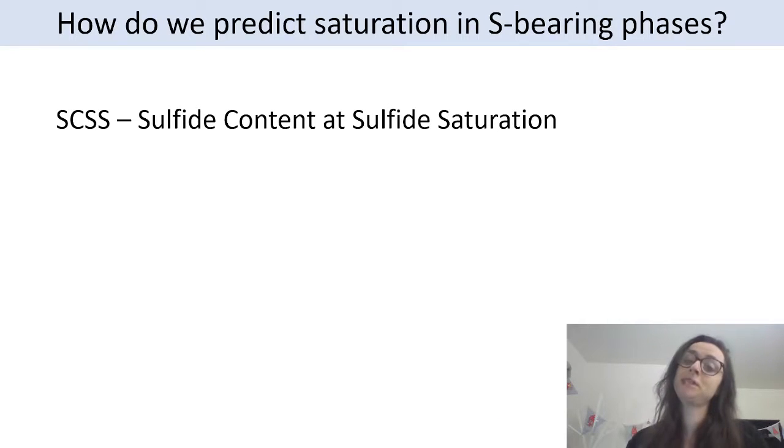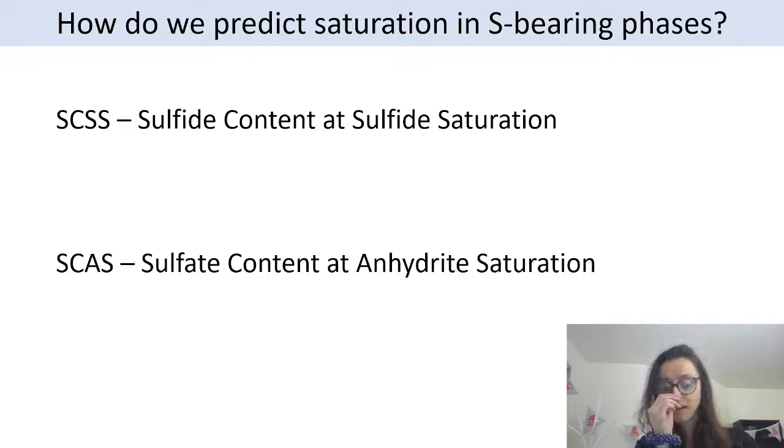So how do we actually predict saturation in sulfide-bearing phases in magmas? There are two terms we use. The first is the SCSS, and this is the sulfide content at sulfide saturation, or the amount of S2- that dissolves in a magma. And then we also have the SCAS, which is the sulfate content at anhydrite saturation. So basically you can get a certain value in ppm for the amount of S2- that can be held in a melt before it forms a sulfide, and similarly the amount of S6+ before you go on to form anhydrite.